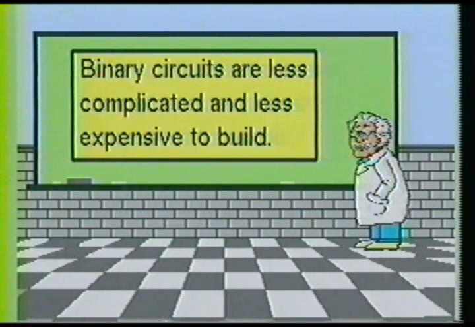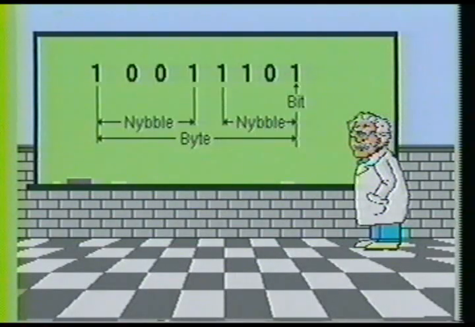Binary numbers are used in logic circuits primarily because the system is less costly to build. A single binary digit is referred to as a bit. 4 bits are known as a nibble, and 2 nibbles form a byte.